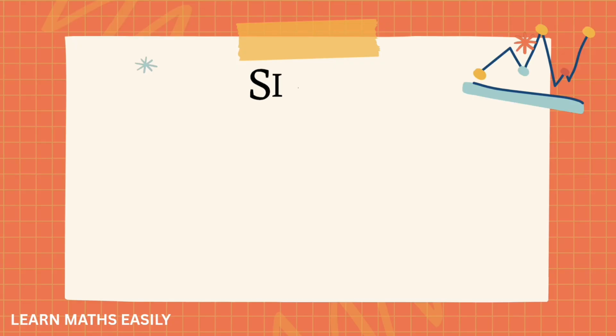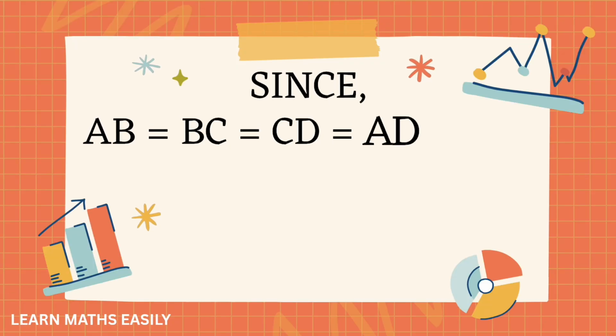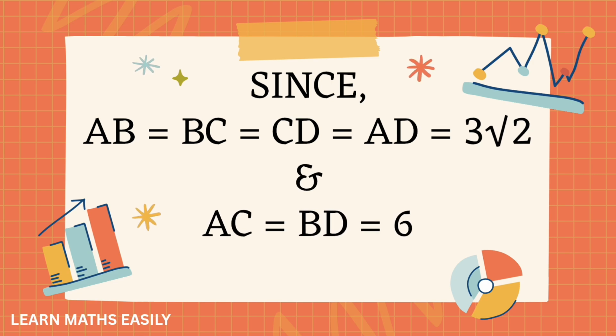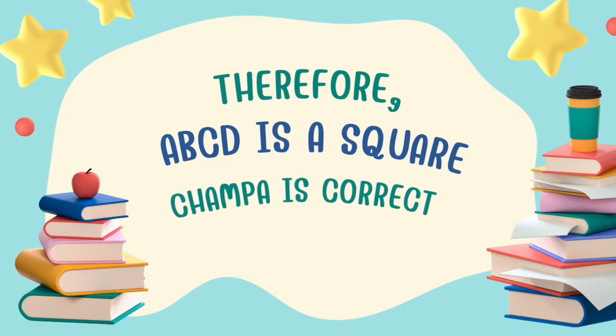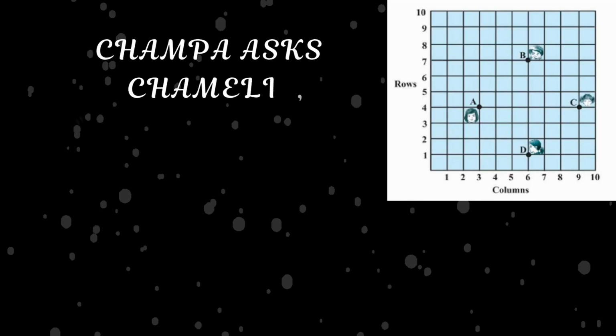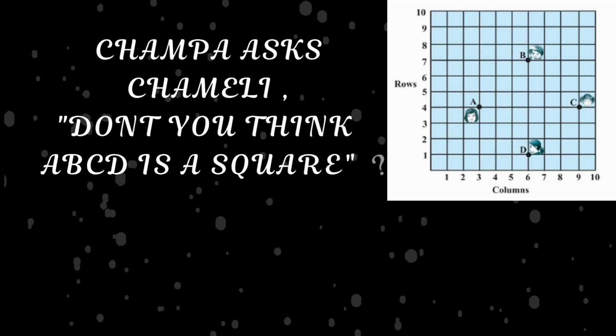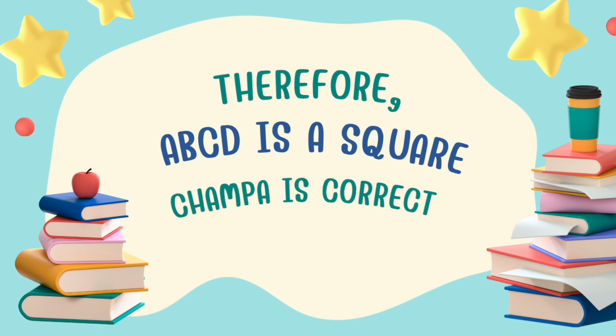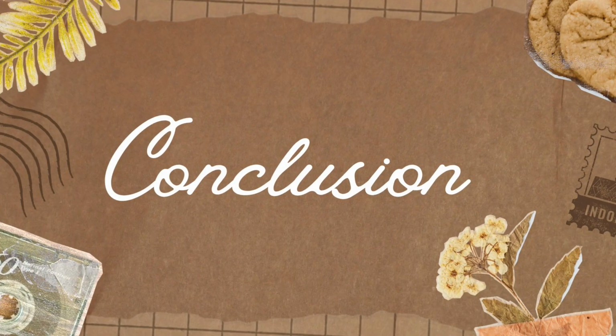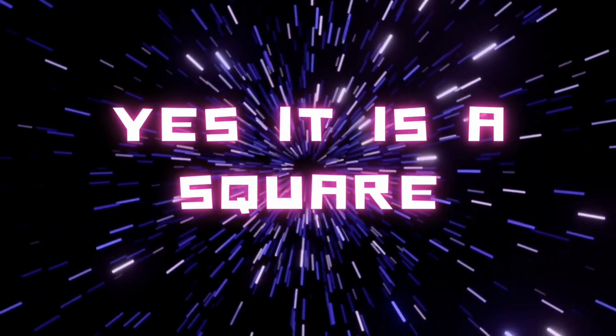Therefore, as per the property, all the four sides are equal, which is equal to 3 root 2, and the diagonals AC and BD are also equal, which is equal to 6. Therefore, we are concluding that ABCD is a square. Right? Champa said ABCD is a square, which became true. So, we are concluding the answer as yes, it is a square.